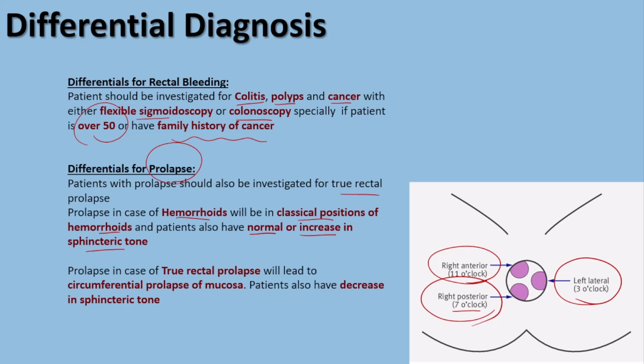In case of true rectal prolapse, the patient will have whole circumferential prolapse of the anal mucosa, and also a decrease in sphincter tone of the anal region. So these are the differentials that you have to know for your board examination.